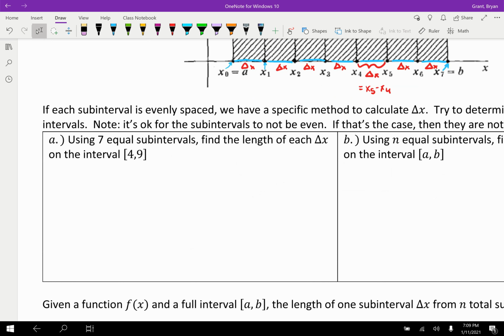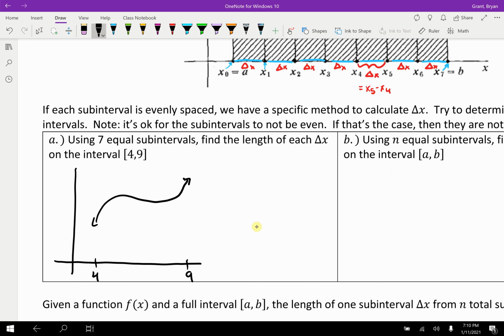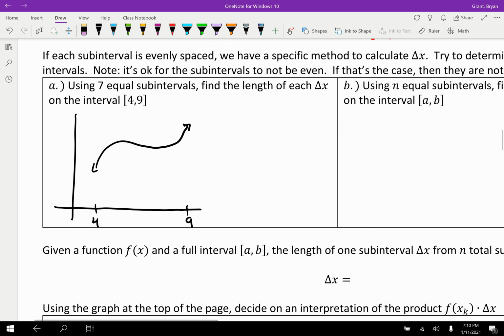So using 7 equal subintervals, find the length of each delta x on the interval from 4 to 9. You're like, yes, finally, back to numbers. Let's see how this works. Well, we, of course, have our xy axis, and we're looking from 4 to 9. And I'll just do, this is the most generic curve of all time. Like every professor that I've ever had draws a curve that looks something like this, so I might as well continue the trend. Okay, we're looking from 4 to 9, and we want to split that distance into 7 equal subintervals. Well, how do you do that?